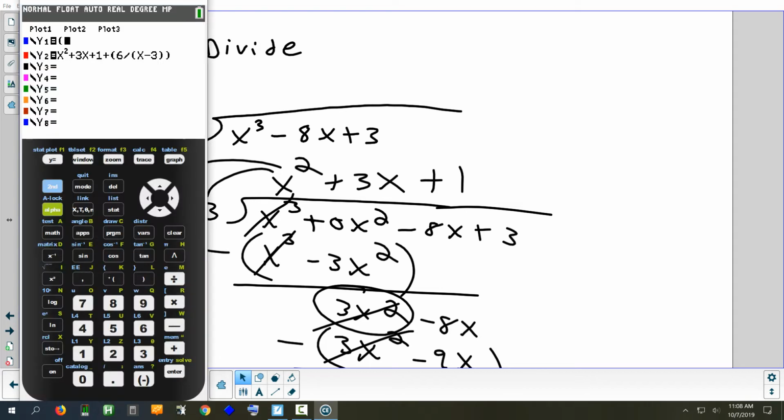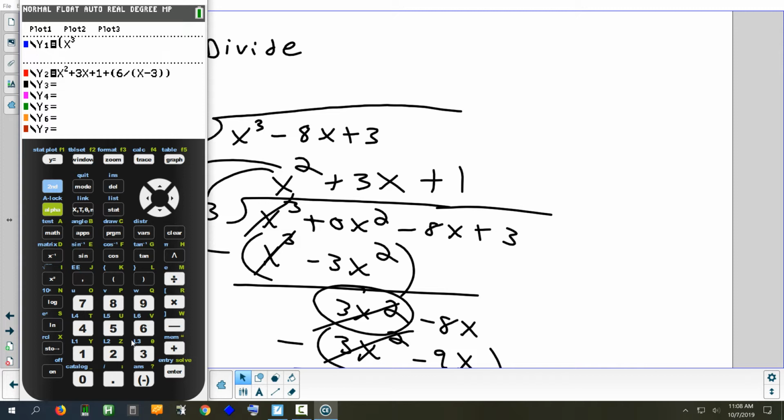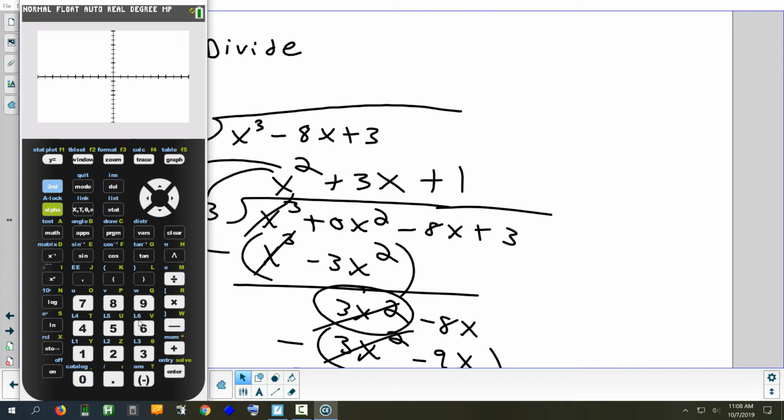Alright, so we got x cubed minus 8x plus 3. And what did I divide by? X minus 3. Now, when I graph those, they should come out exactly the same, right? Because that's the original problem. y2 is what I think my answer is to the original problem. So let's graph it and see if they look the same.